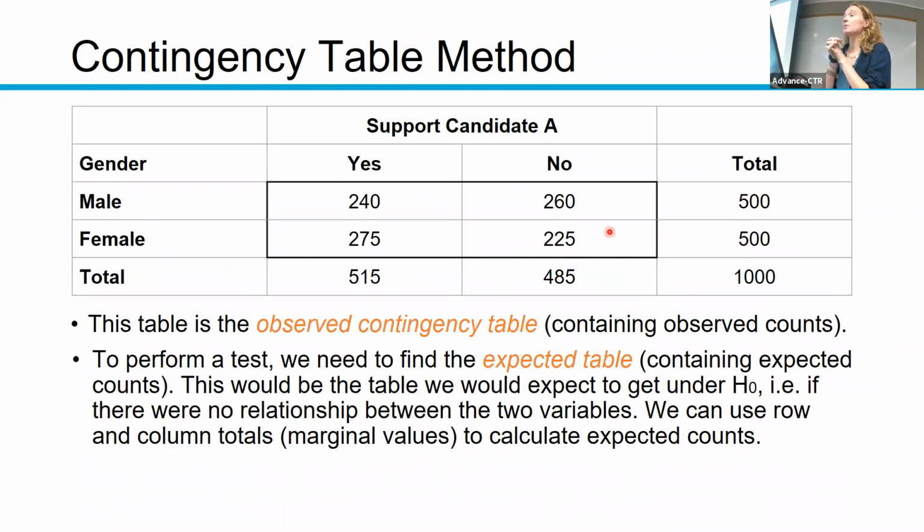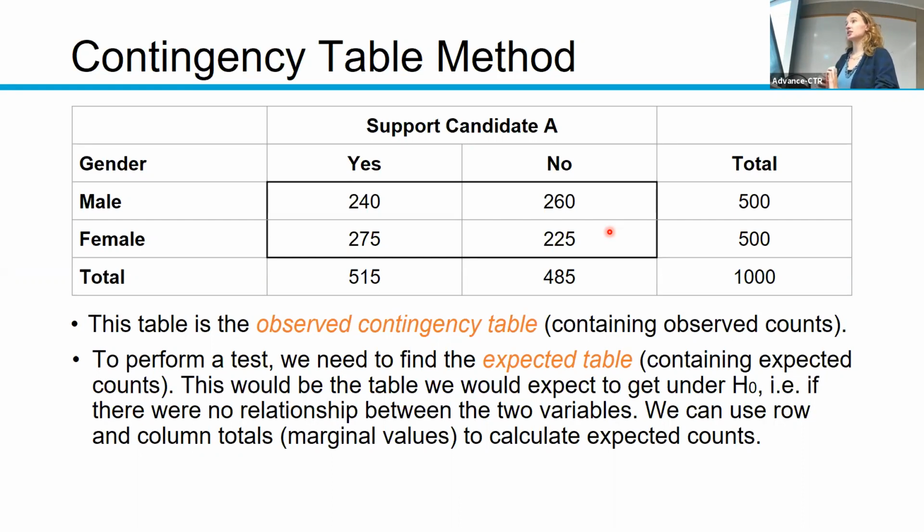So with the contingency table method, this is the same contingency table that I showed you and that we've been working with. This is considered our observed contingency table. These are the counts of the observations that we observed when we took our sample. Now, to perform a test, we need to use this table, and we also need to generate and use an expected table. So the expected table is the table that we would expect to see given that the null hypothesis is actually true, given that there is actually no relationship between the two variables.